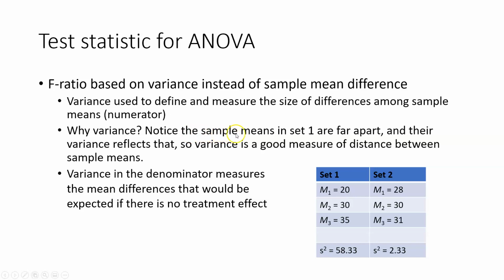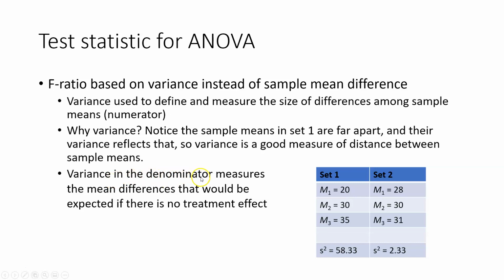So notice that the sample means in set 1 are far apart, and their variance reflects that. See how large this variance is? So variance is a good measure of the size of the distance between sample means. Since we can't answer the question, what's the difference between 20 and 30 and 35, we can say instead, what size is the variance between these sample means? And here we have a large number to reflect large differences. And in set 2 we could ask, what's the variance between these sample means? And you have a small number to reflect small differences.